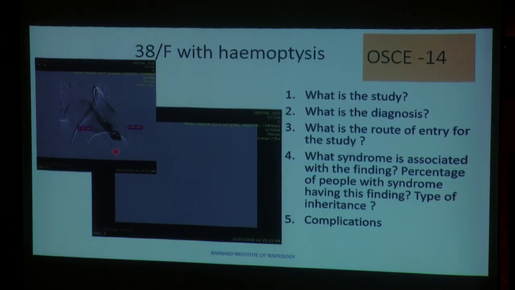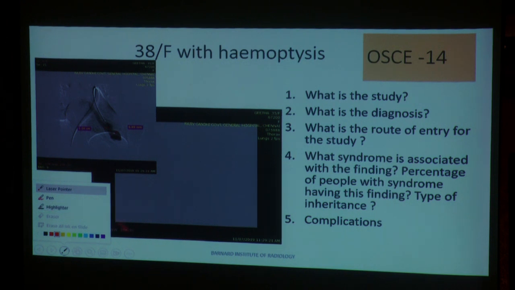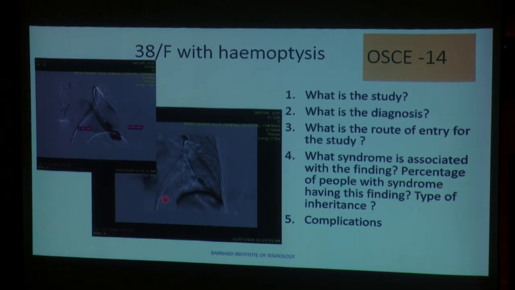This is a 38-year-old female who presented with hemoptysis. So this is a study which has been done, and this is the angio. You can see the flow.